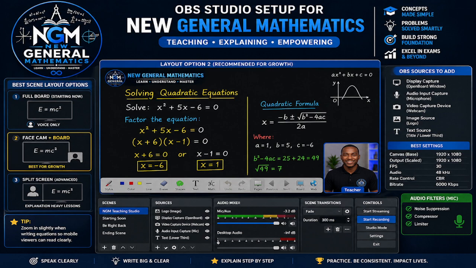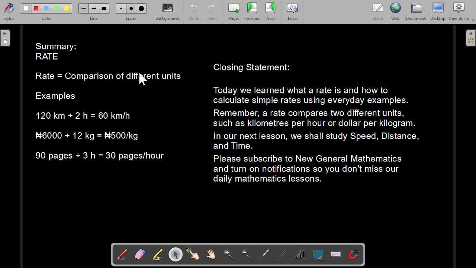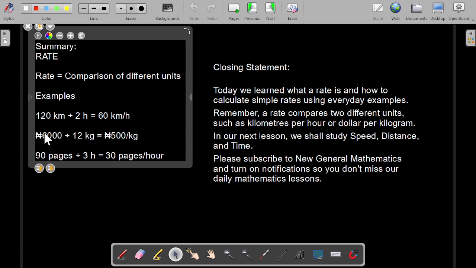Okay, and I hope we are getting that. Then let us look at the summary of the whole thing. Summary of rate: rate is a comparison of different units. Example, 120 kilometers divided by 2 will give you 60 kilometers per hour. Let me use a ruler here.